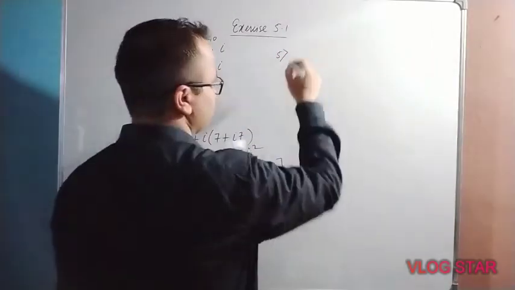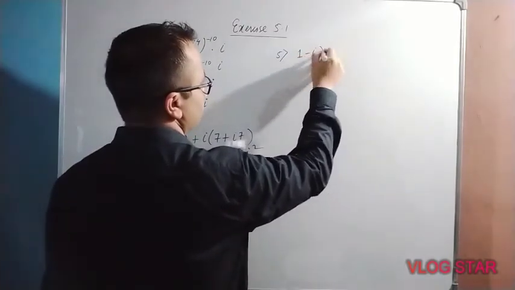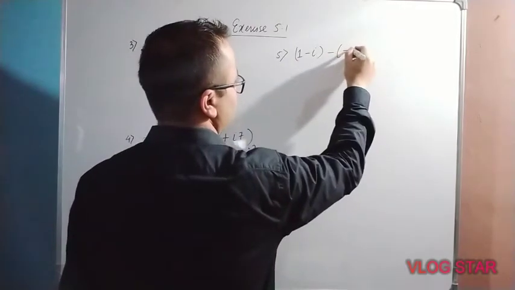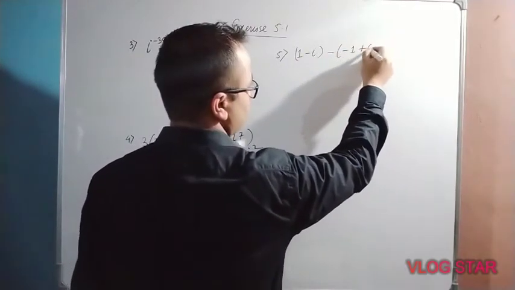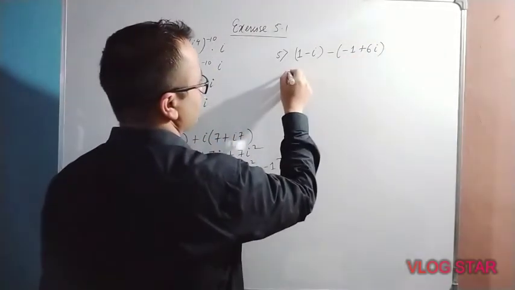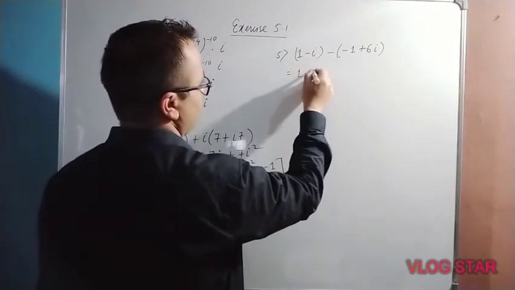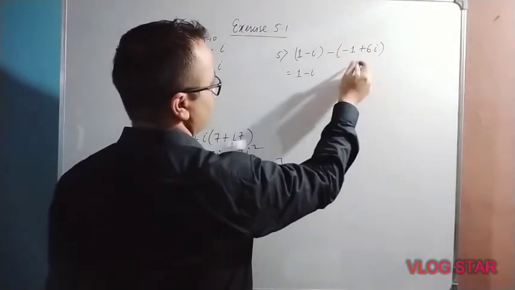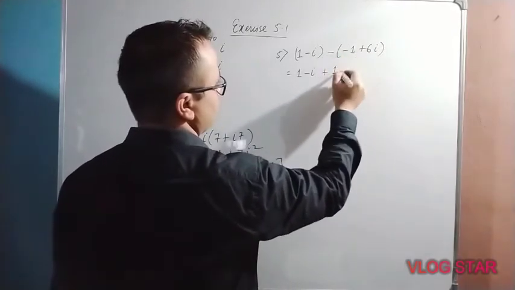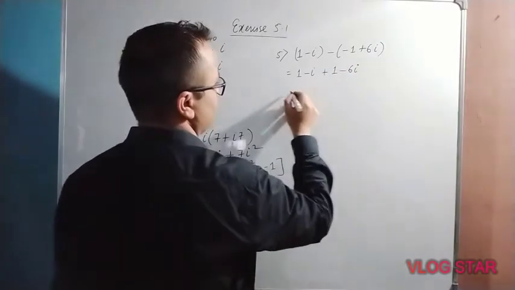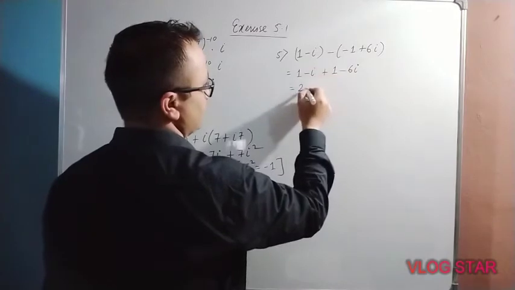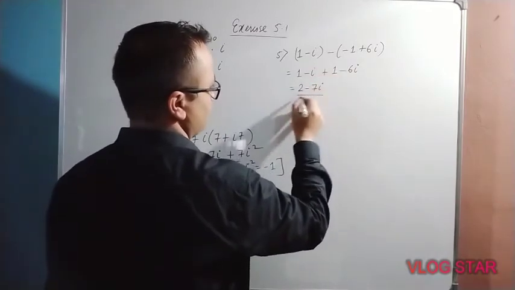Question number 5 is 1 minus i minus of minus 1 plus 6i. This equals 1 minus i. Now multiply with sign. Minus into minus is plus, 1. Minus into plus is minus, 6 into i is 6i. So this equals 1 plus 1 is 2, minus i minus 6i is minus 7i. Now this is the answer of question number 5.